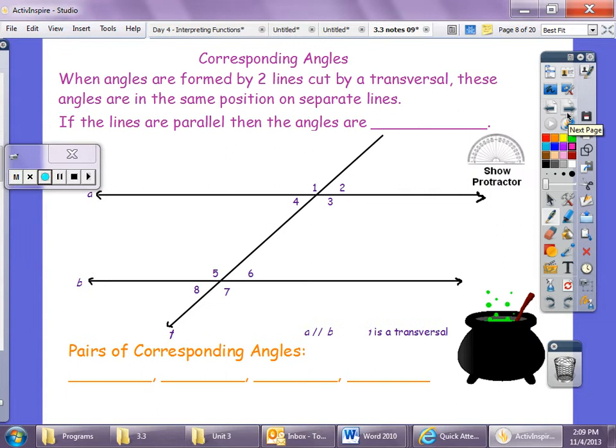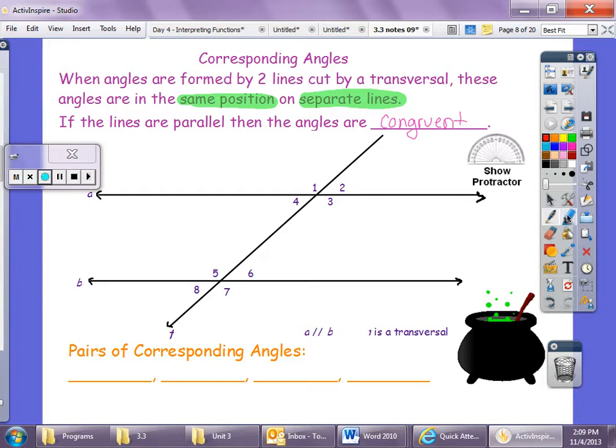The next one, we have corresponding angles. When angles are formed by two parallel lines cut by the transversal, these angles are in the same position, but they're on separate lines. And these angles are always congruent. So they're in the same position, but on different lines.